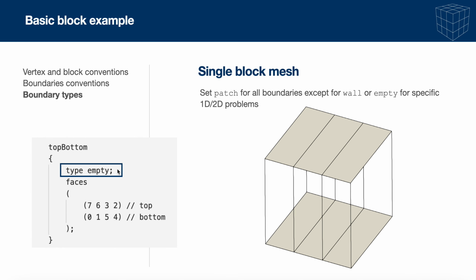Here, for example, we have shown an empty type of boundary condition where the top and bottom faces are defined as empty. This means that this is basically a one-dimensional problem, and the solver will ignore anything which is happening on those 2 faces.